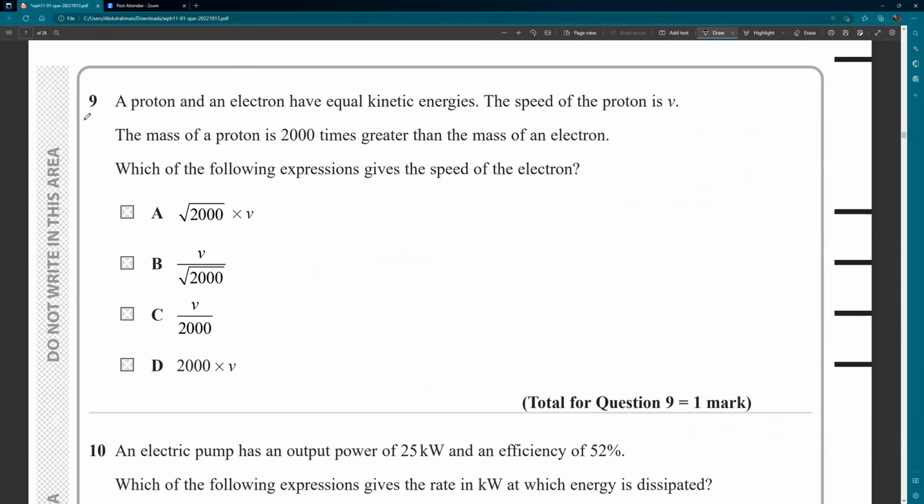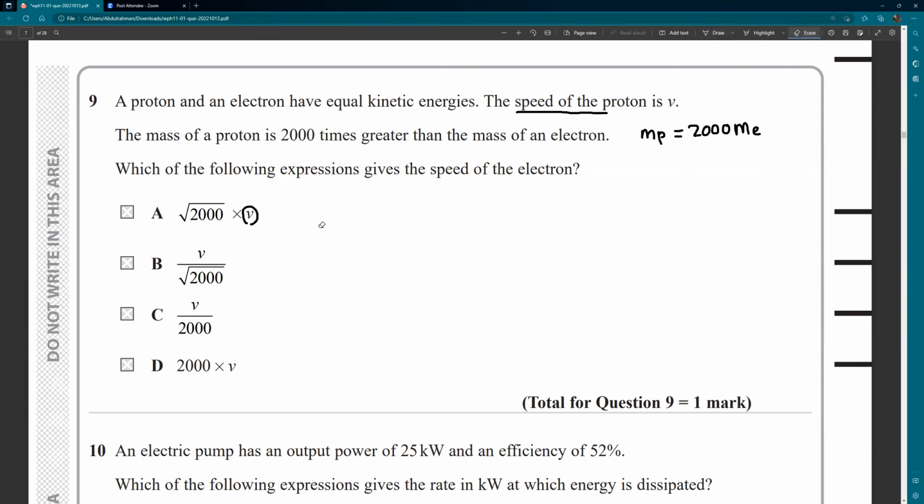All right, question 9. A proton and an electron have equal kinetic energies. The speed of the proton is V. The mass of the proton is 2,000 times greater than the mass of the electron. We could write that as a relationship: the mass of the proton is equal to 2,000 times the mass of the electron. Which of the following expressions gives the speed of the electron? It wants the speed of the electron in terms of V, and V is the speed of the proton.